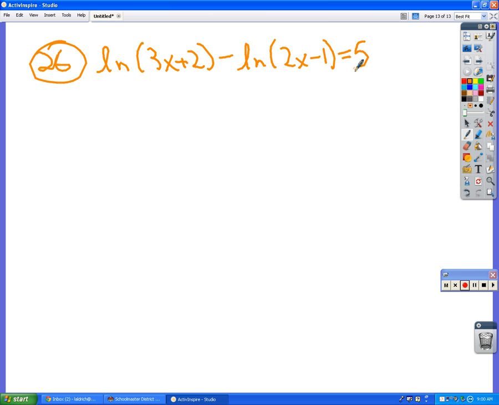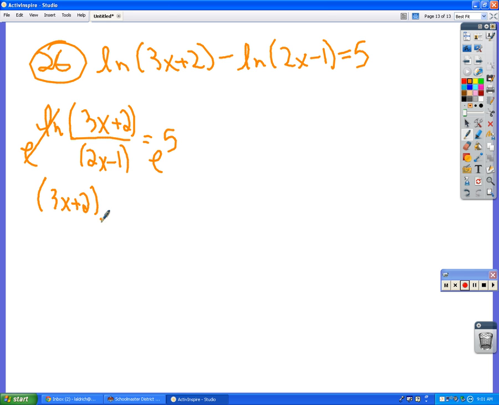I got it. Okay, number 26, same dealio. Yeah, 12 minutes. We're good. Hold up, though. This is tough. You multiply them together. So it's not multiplying together. Divide, because we're subtracting. Then what do we do? E both sides, because E is the inverse of natural log. So those cancel. So 3x plus 2 divided by 2x minus 1 equals e to the 5th. That's just kind of gross to solve. Yeah, we're going to multiply both sides by 2x minus 1.